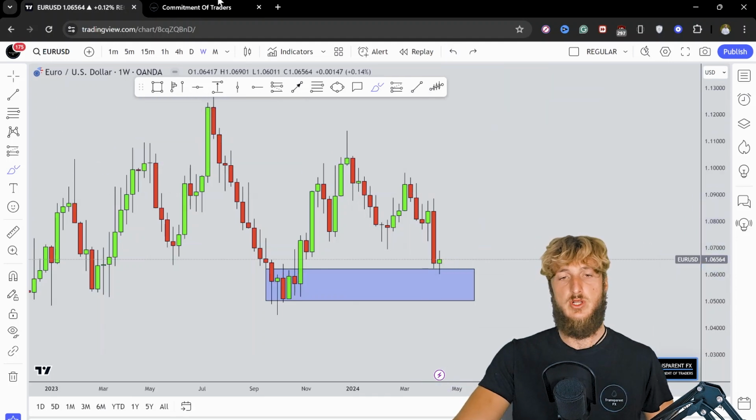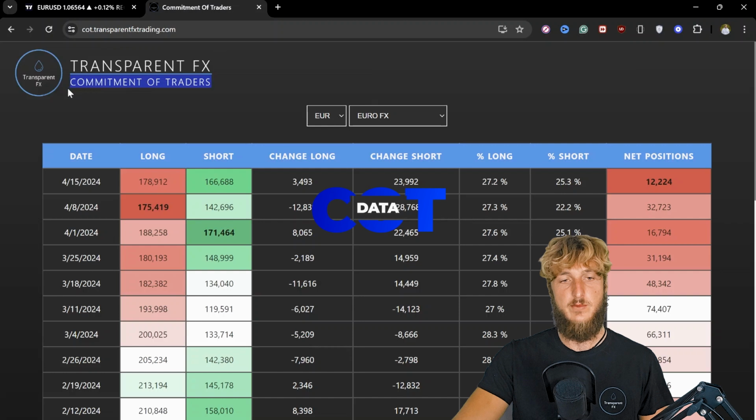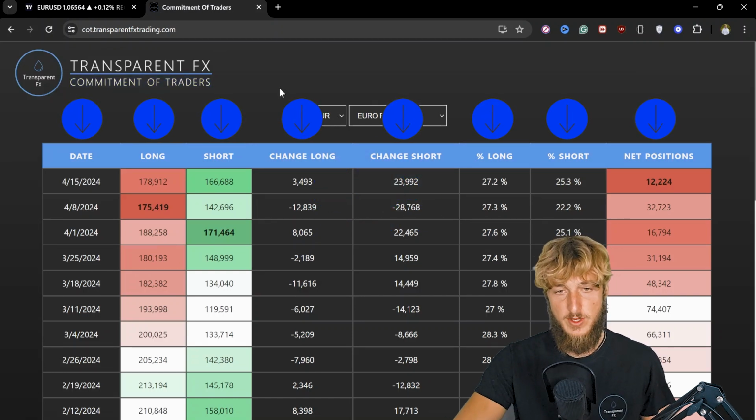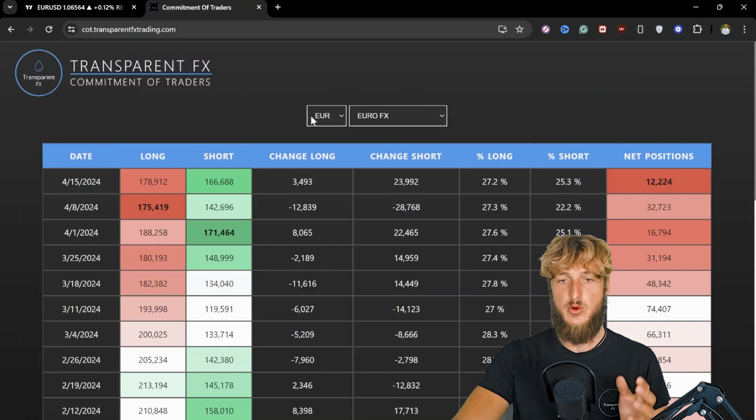Speaking about institutional longing, let's go and see what we have when it comes to the commitment of traders, so what hedge funds and the big players in the market are doing. Now, if we are looking at the data for the euro, actually we are already looking at EURUSD because all currencies on the spot are traded against the USD.